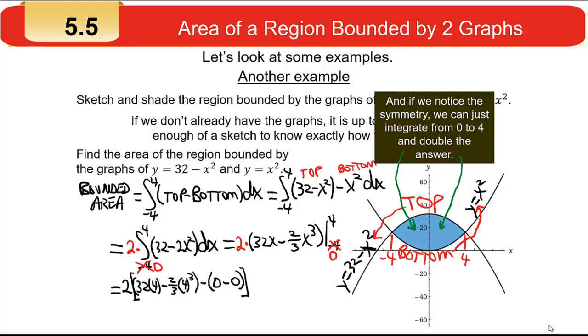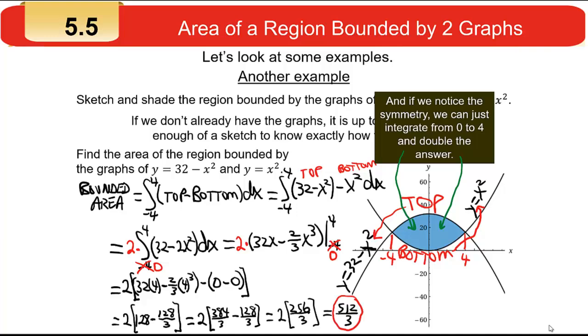So to evaluate it, you put the 4 in for x and get 32 times 4 minus 2/3 times 4 cubed. And then you put the 0 in, that's all going to zero out. And that 2 that you're using to double is just sitting there waiting to be multiplied in at the end. So if you get rid of all those zeros, it's a very simple expression already. 32 times 4 is 128. 4 cubed is 4 times 4 times 4 is 64, times 2 is 128 over 3. You could type it into WebAssign like that, or you can get a common denominator of 3, do the subtraction, multiply by 2, and you'll get 512 thirds.